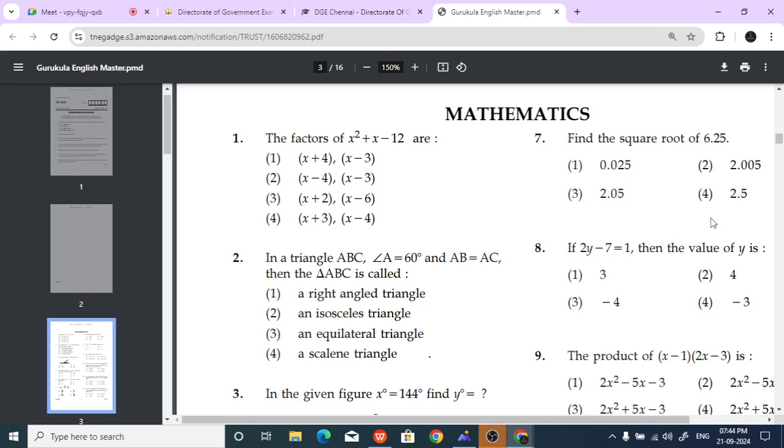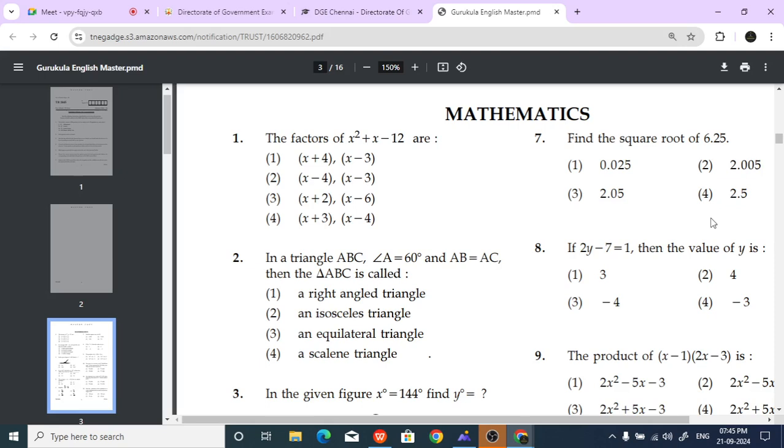If you multiply 2.005 and 2.005, it will come 4 point something. If you multiply 2.05 and 2.05, again it will give 4 point something only. Only when you multiply 2.5 and 2.5, you will get 6.25. Okay? So, that is very good. Fantastic. So, if you know the multiples of 5, you can get the answer. 5 into 5 is 25, 25 into 5 is 125, 125 into 5 is 625. So from that also you can find out.